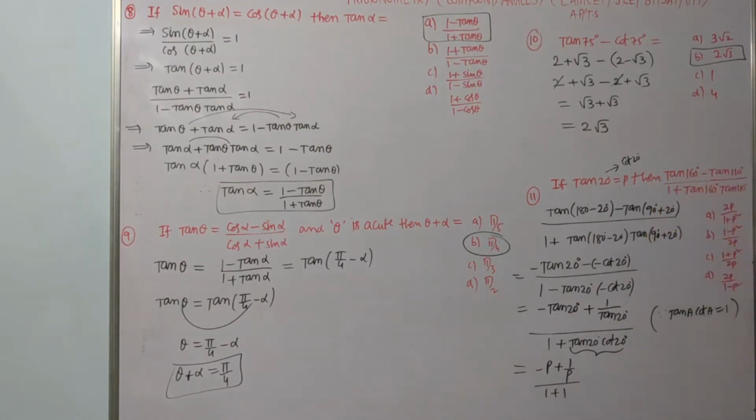This value is 2. So which is equal to minus P square plus 1 divided by 2P. So we can write it as 1 minus P square by 2P. It is there in the second option, dear students. We will move on to another set of questions.